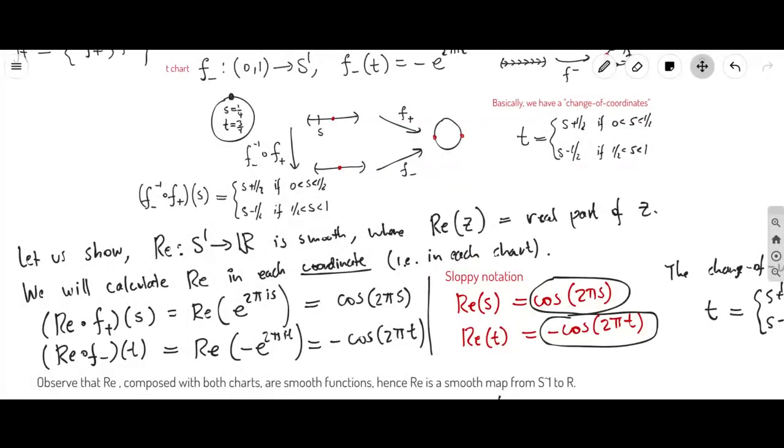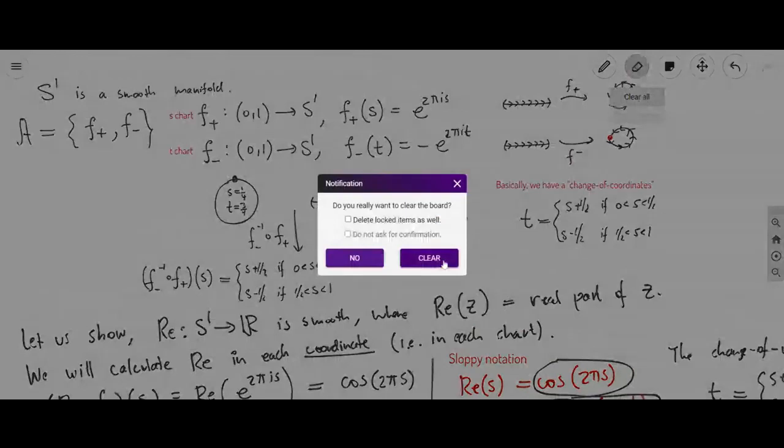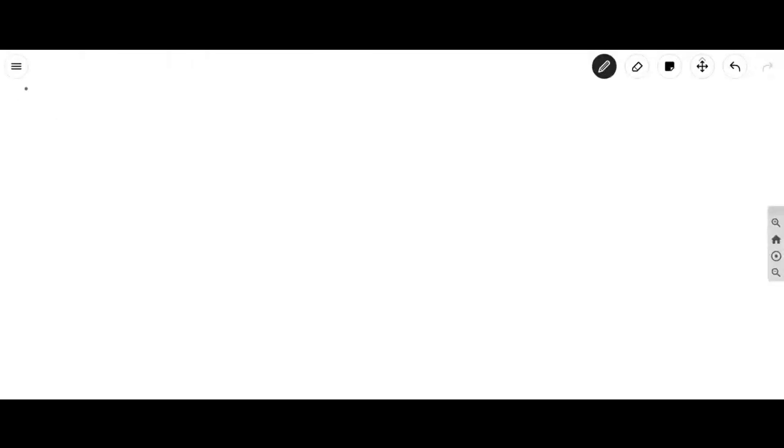But now I want to show you an example of something that is not smooth. So let us show that theta is not smooth.